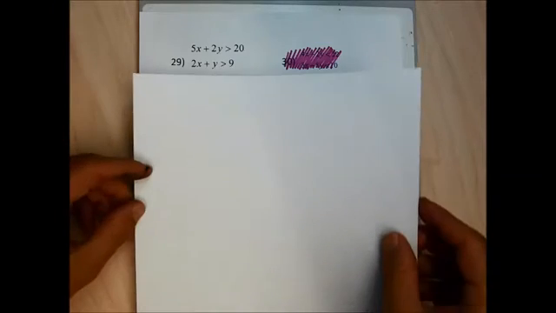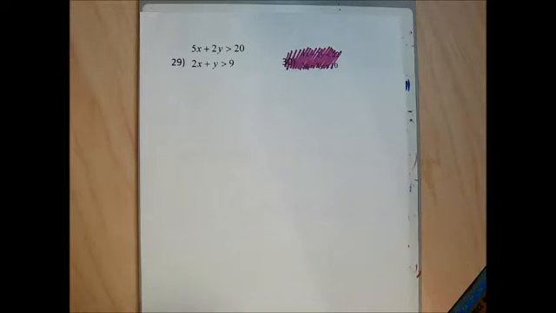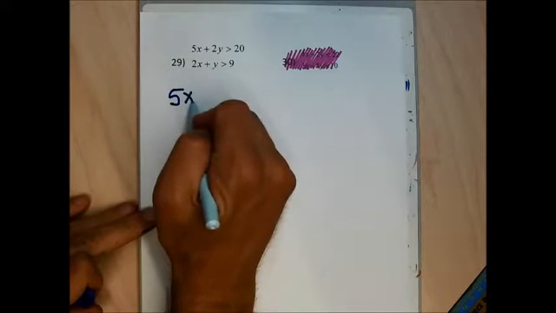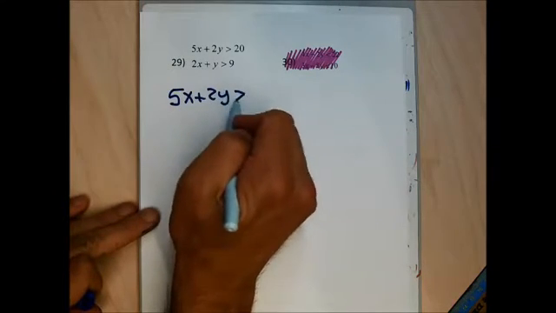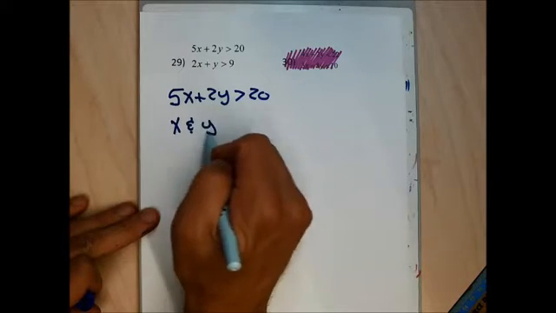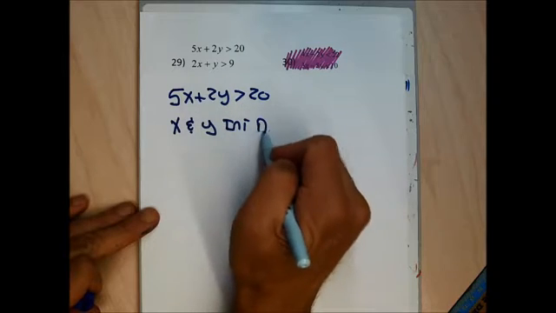I'm going to work on the 5x plus 2y is greater than 20. Do it in blue. So for the 5x plus 2y is greater than 20, I'm going to find the x and the y-intercept and make a dashed line.